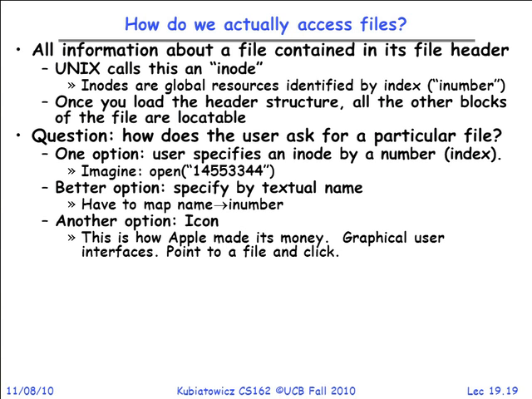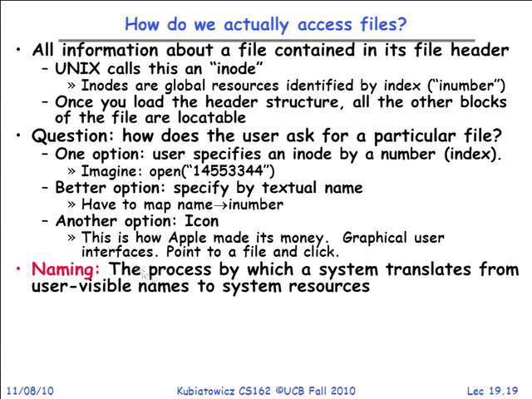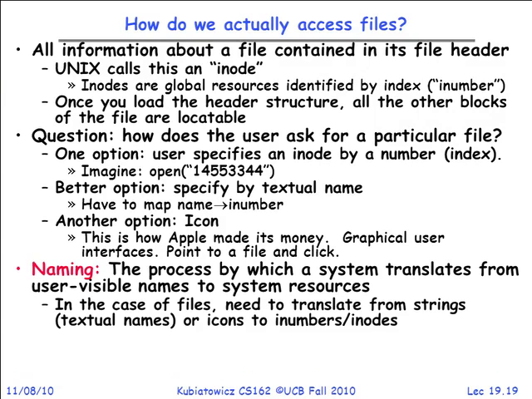But let's talk a little bit about this particular naming scheme here, which is a little more interesting. In general, naming is the process by which the system translates human-readable names into some system resource. And in the case of files, we need to translate from strings or icons to iNumbers or inodes. Now, what's the difference between an iNumber and an inode? Typically, the inodes are allocated in chunks on tracks, and an iNumber says which inode starting from the beginning. Okay, so inode 1 is the first inode, inode 2, inode 3, inode 4.